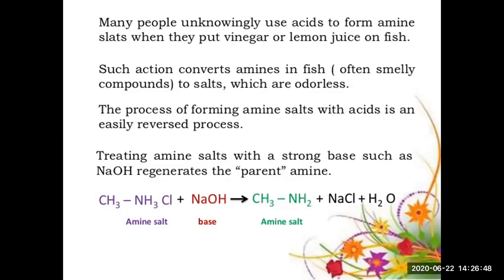Many people unknowingly use acids to form amine salts when they put vinegar or lemon juice on fish. Such action converts the amines in fish, often smelly compounds, to salts which are odorless. The process of forming amine salts with acids is an easily reversed process.